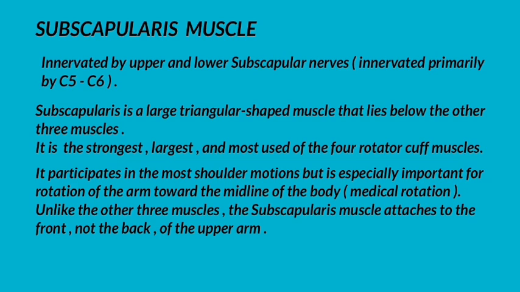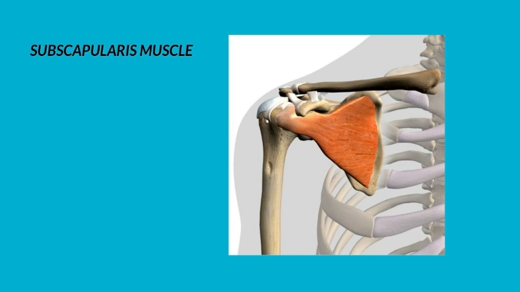It participates in the most shoulder motions but is especially important for rotation of the arm toward the midline of the body. It means medial rotation. Unlike the other three muscles, the subscapularis muscle attaches to the front, not the back of the upper arm. This is subscapularis muscle.